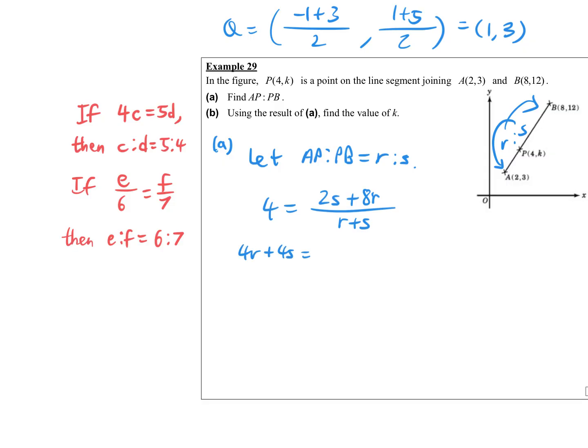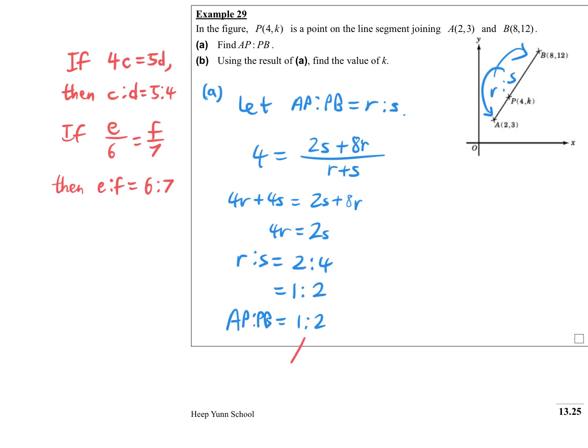So if you simplify this expression, you get 4R equals 2S. So R to S is 2 to 4, which is 1 to 2. Bear in mind, we started with assuming that AP to PB is R to S, so you get the ratio is 1 to 2. And just as normally for ratio, if possible, we need to give integer ratios and also simplest. So I don't accept 2 to 4 if 1 to 2 is an available option.